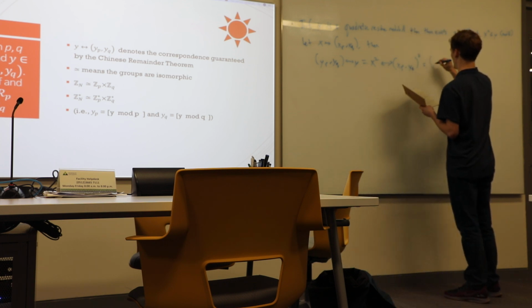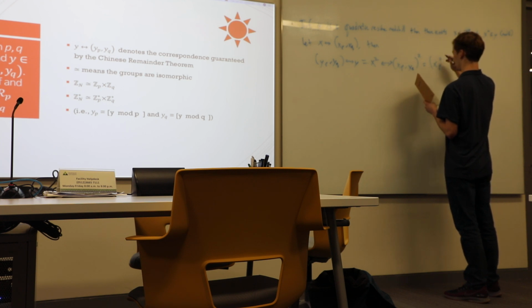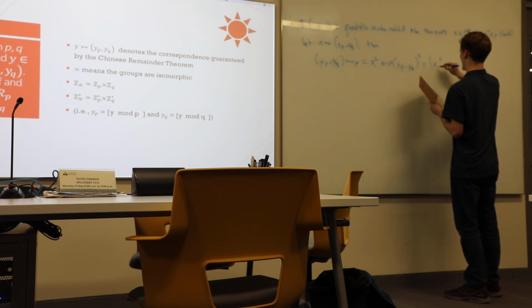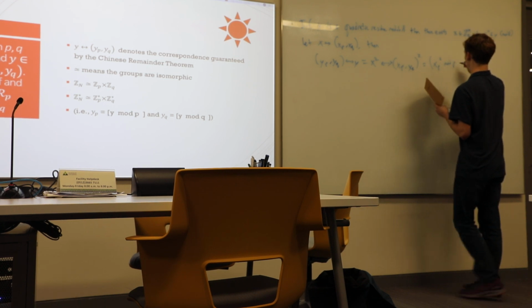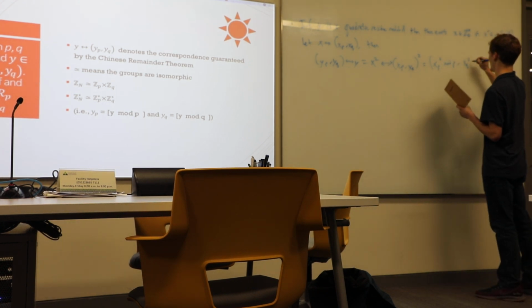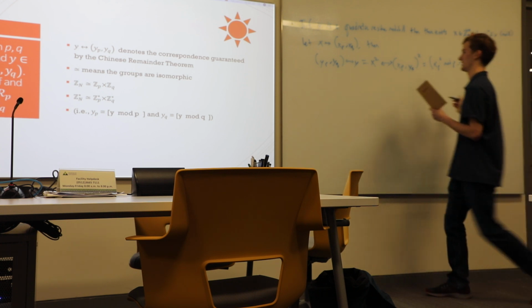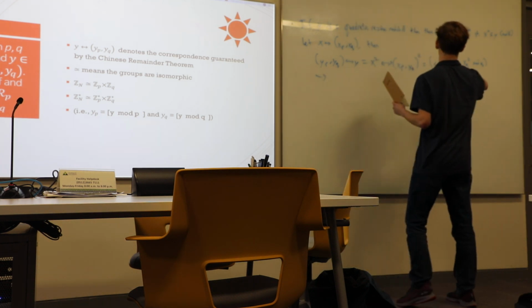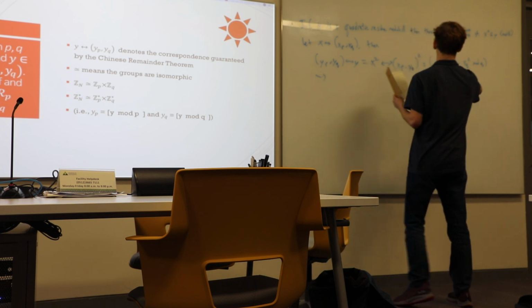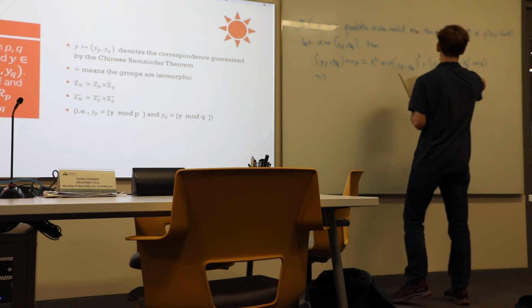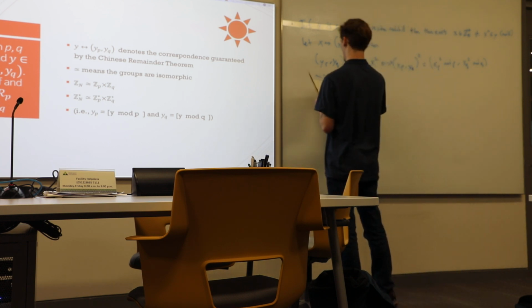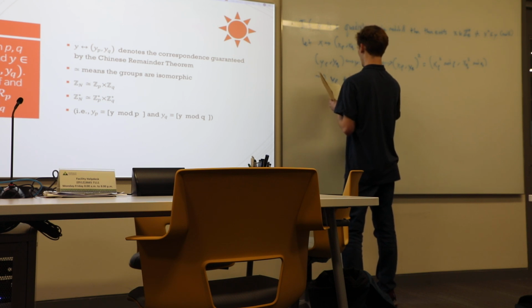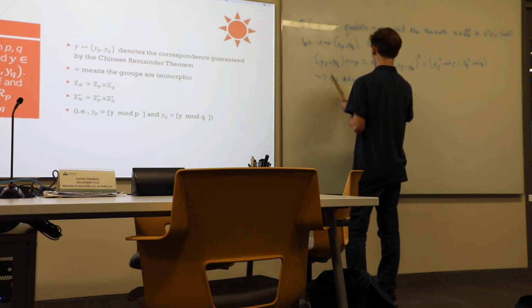is equal to x squared, x_p squared mod p and x cubed squared mod q, which means that basically we have a relationship between y_p and x_p squared and y_q and x_q squared. So both y_p and y_q are quadratic residues.